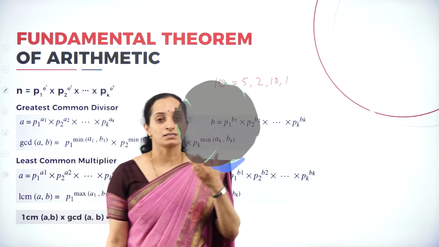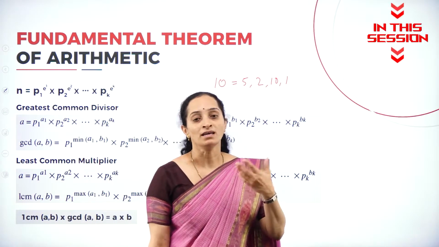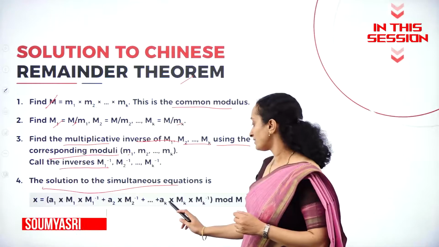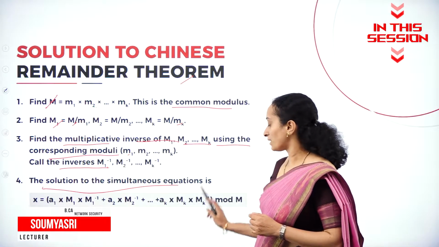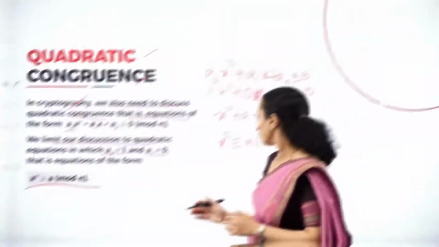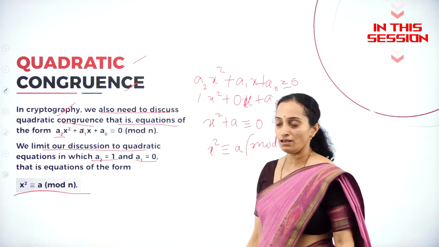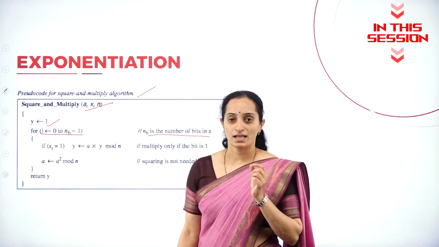The prime numbers, the number which is divisible by 1 and itself. In the last we have AK into MK inverse. We take the value A for the quadratic congruence. NB is the number of bits in a value X.